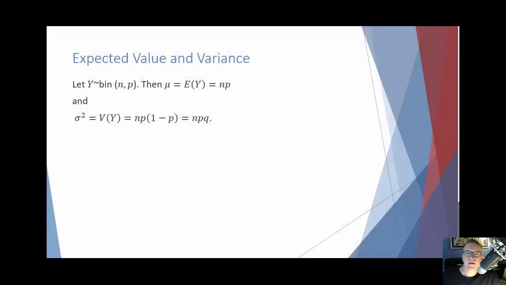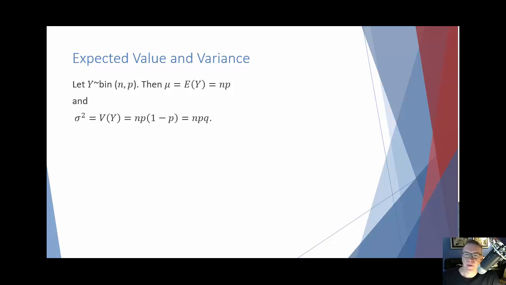Okay, so let's talk about expected value and variance. Let's let Y be binomial with parameters n and p. Then the mean, mu, is equal to E(Y), which is n times p, and the variance, sigma squared, is equal to n times p times (1 minus p), or n times p times q. Q here represents the probability of a failure, and that's just 1 minus p.